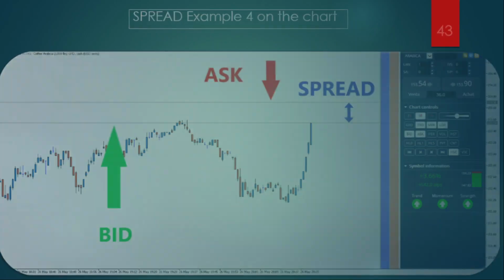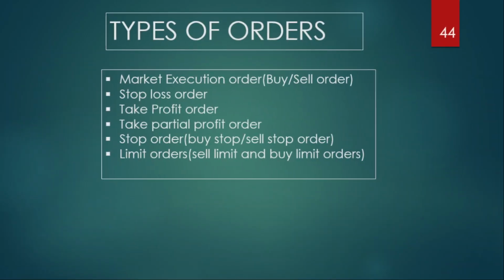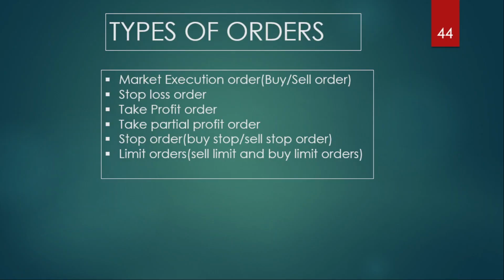And then we have types of orders. We have types of orders in the market. We have what we call market execution. Market execution is the type of order where you buy now and expect your order to be filled now, or sell now and expect your order to be filled now.